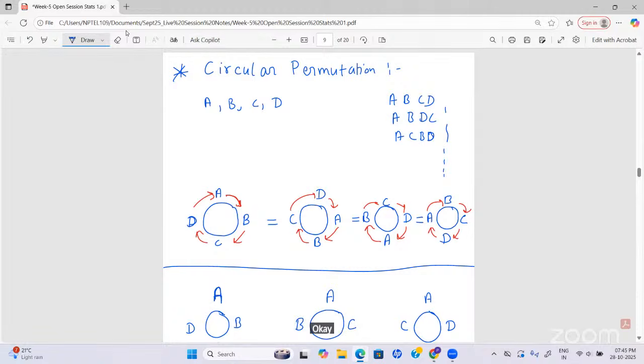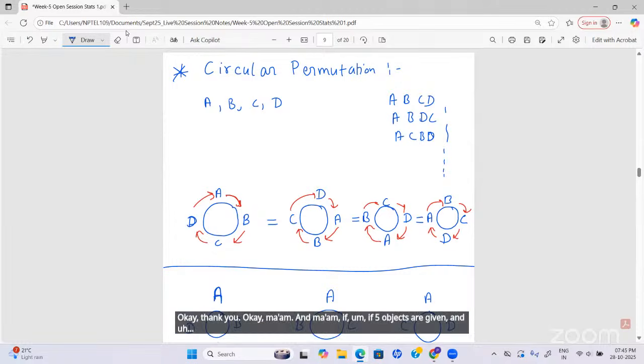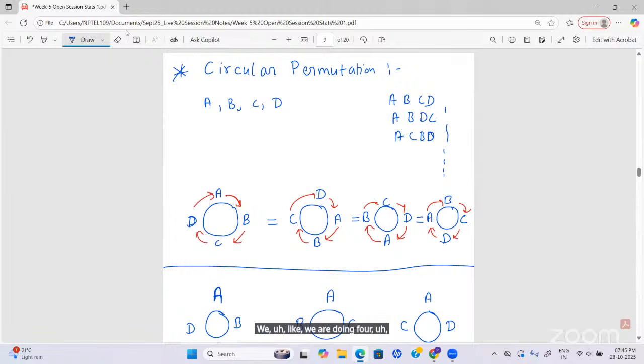Okay, ma'am. And ma'am, if 5 objects are given and we are arranging only 4 objects in a circular way, then how can we do that? Okay, so you have 5 objects, A, B, C, D, and E, and you want to arrange only 4 again. Then in that case, you will have to select the items first.